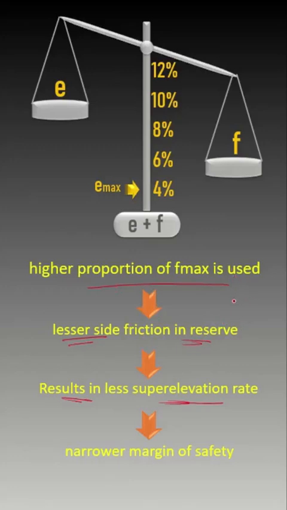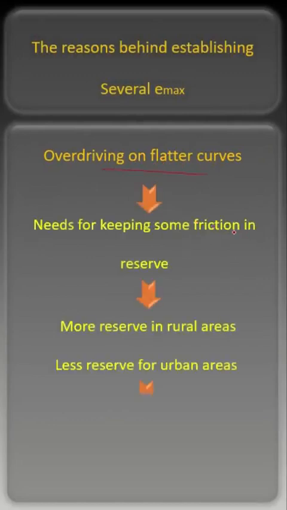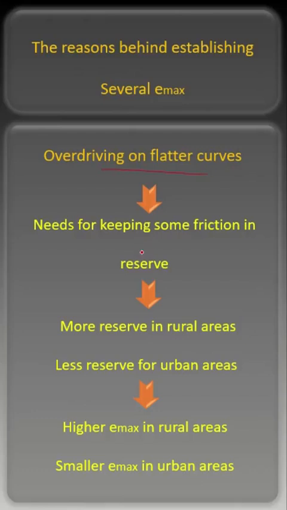But what's the reason behind this different distribution of E and F? First, some drivers tend to travel faster than design speed and flatter curves, especially in rural areas. This is the reason why lesser side friction is considered in designing curves with a radius flatter than minimum radius, and why some portion of side friction must be kept in reserve as a safety margin.